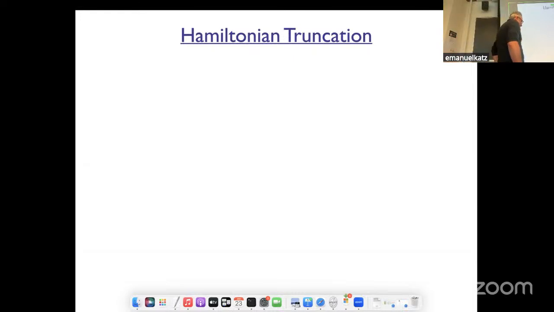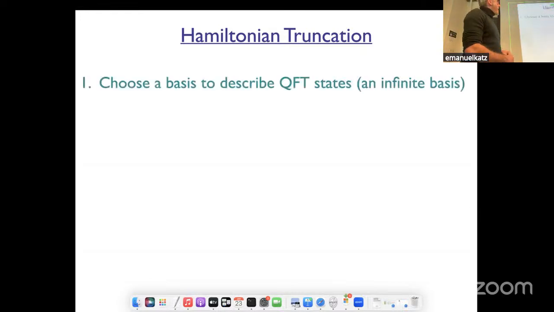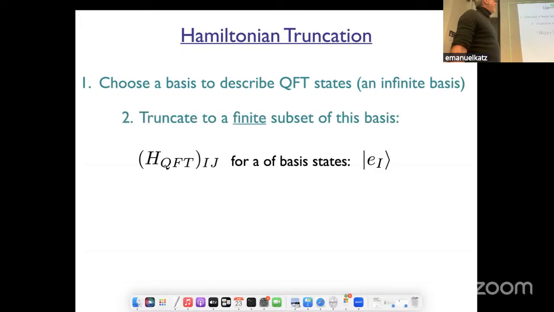The method that I'm going to be describing is part of a family of methods which is really a trial wave function kind of method. We're trying to solve the Schrodinger equation, to approximate the eigenstates of the Hamiltonian. An approach you could use, not just in quantum field theory but in many quantum problems, is to first choose a basis to describe the states of the Hilbert space. This is always an infinite basis, because the quantum field theory has an infinite number of degrees of freedom. Then you truncate to some finite subset of this basis.